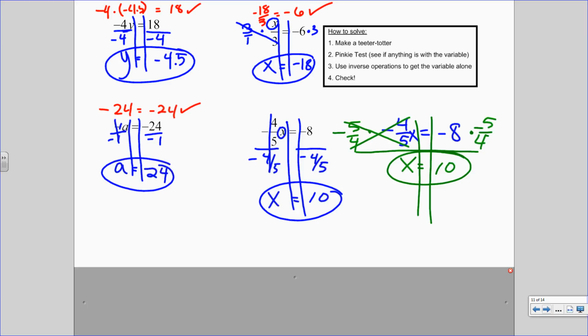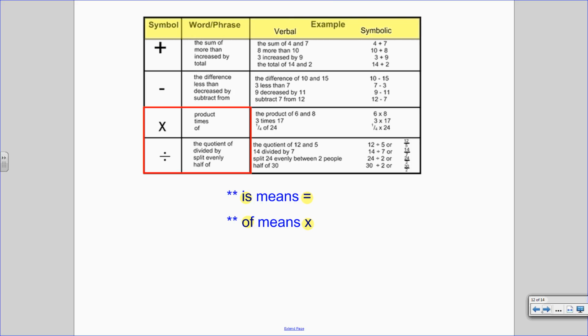And then we could check it. Negative 4/5 times 10, does that equal negative 8? And it does, because 5 goes into 10 twice, and 4 times 2 is 8. So that's how we work with division and multiplication.